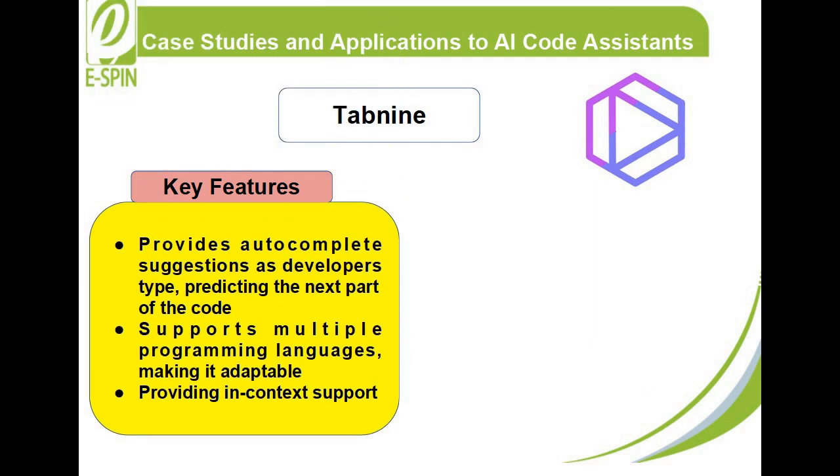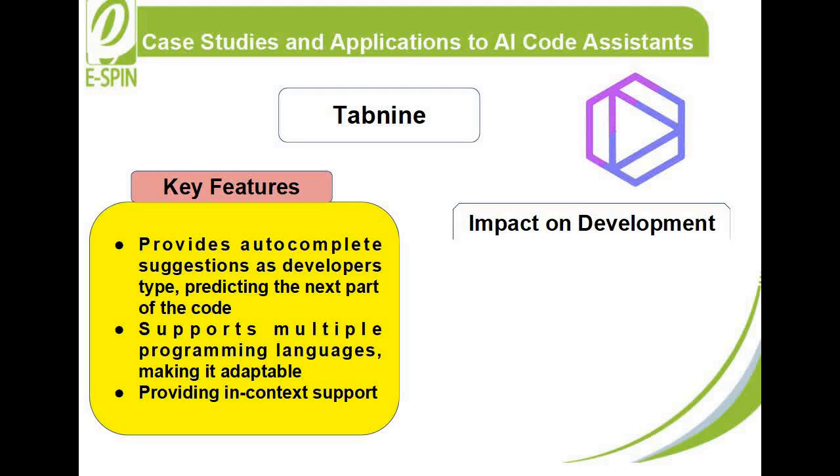First key feature is predictive code completions. Tab 9 provides autocomplete suggestions as developers type, predicting the next part of the code based on the context and patterns learned from previous code. Second key feature is language support. It supports multiple programming languages, making it adaptable for various development environments. Third key feature is IDE integration. Tab 9 integrates with a wide range of IDEs, providing in-context support that aligns with the developer's workflow.